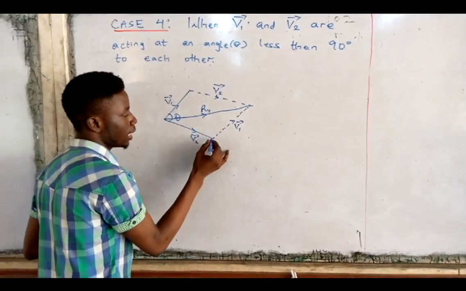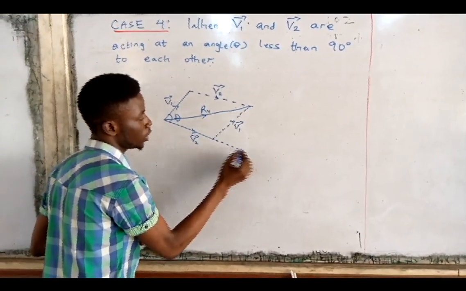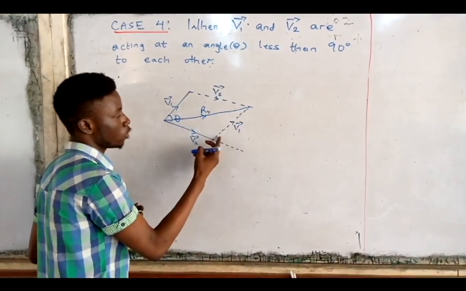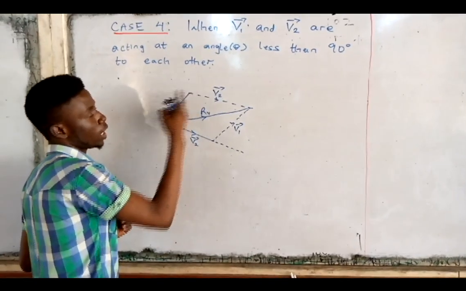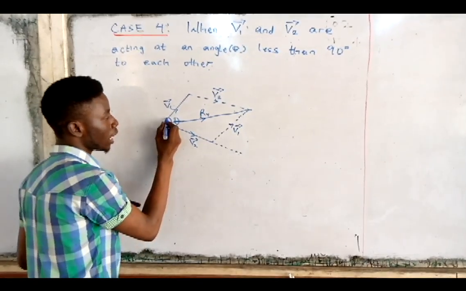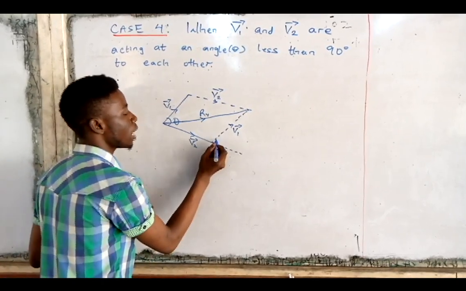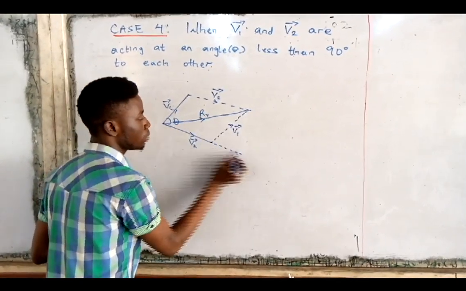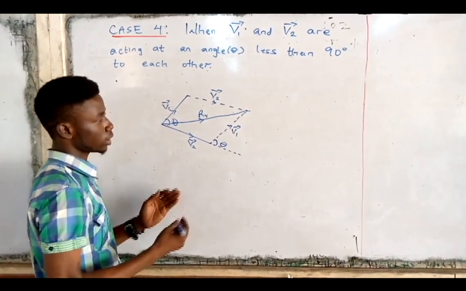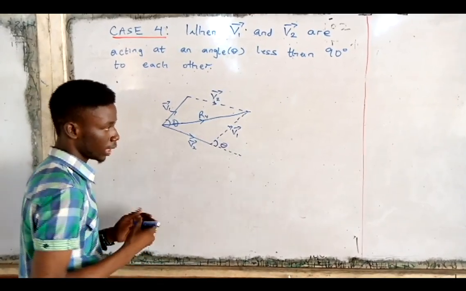If I extend V2, the line of action of vector V2, coming from the fact that this line of action of V1 here and the line of action of V1 here are parallel to each other, then the angle theta that V1 is making with V2 will also be the same angle theta that this V1 is making with V2 here. This is by the fact of corresponding angles. Angle theta here will correspond to angle theta here.